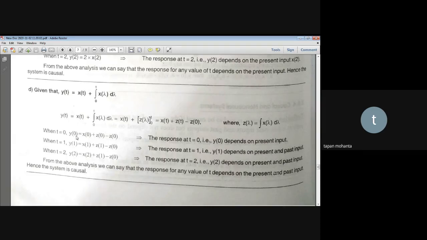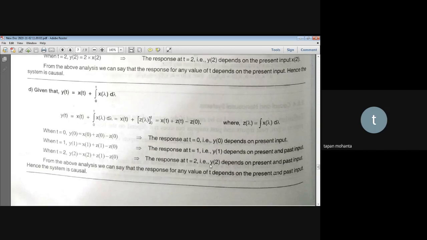So this is the output response y of 0. That means it depends on the present input. Next one is t equals 1. y of 1 depends on the present and the past input.